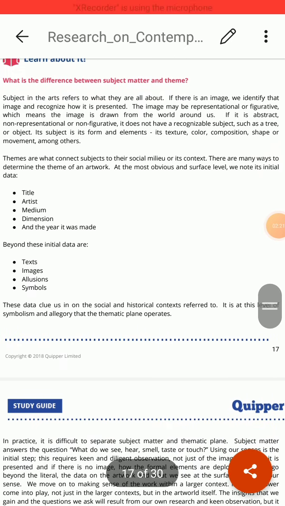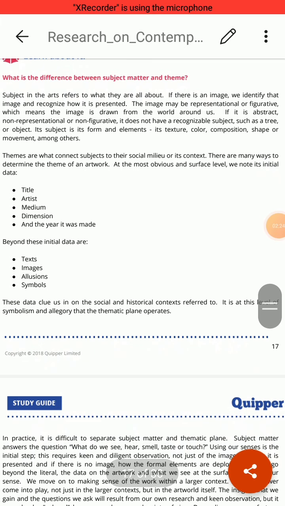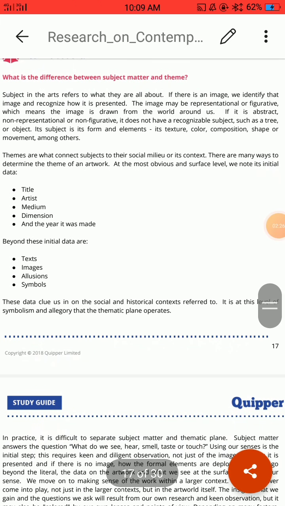While ang theme naman mao na siya ang ga-connect sa subject ug sa kanang social milieu or its context, kanang kung unsa iyang meaning ana, kung unsa na siya ma-connect sa ato ang how people live ingana. And there are many ways to determine the theme of an artwork.